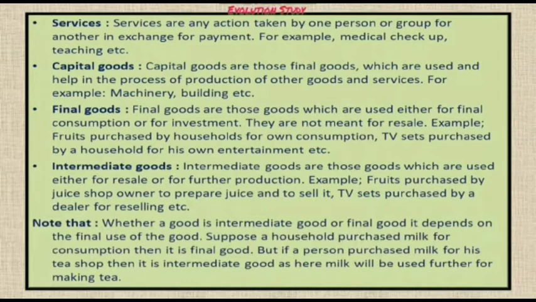You need to note that whether a good is an intermediate good or a final good depends on the final use of the good. Suppose a household purchased milk for consumption, then it is a final good. But if a person purchased the milk for his tea shop, then it is an intermediate good, as here milk will be used further for making tea.